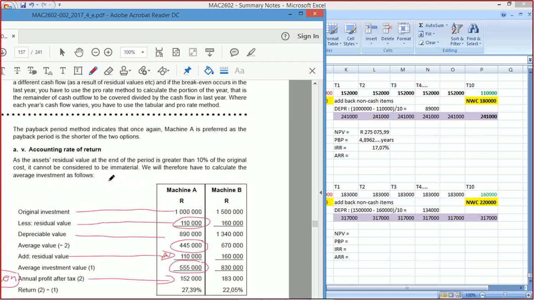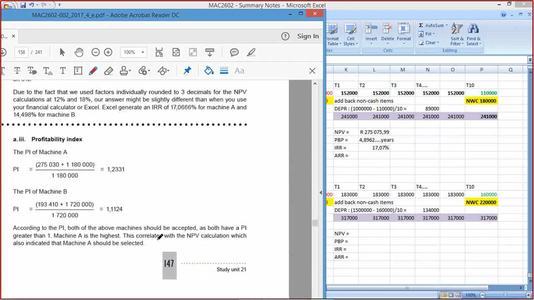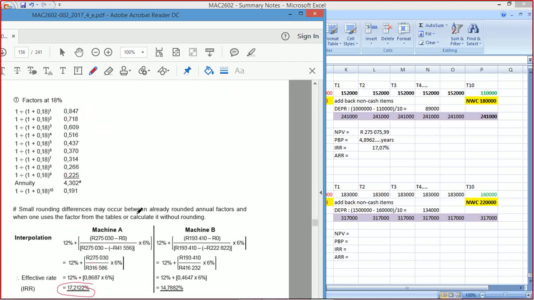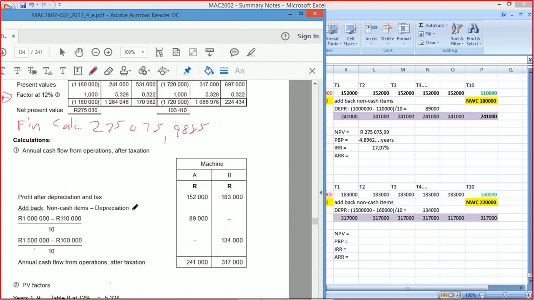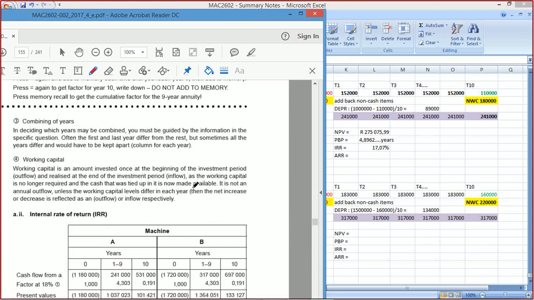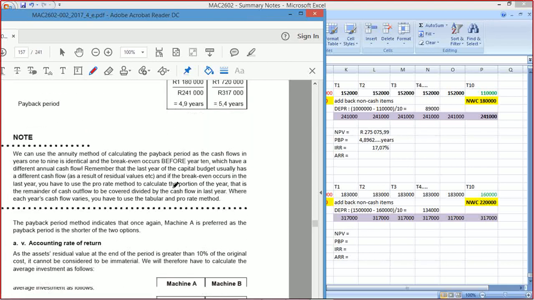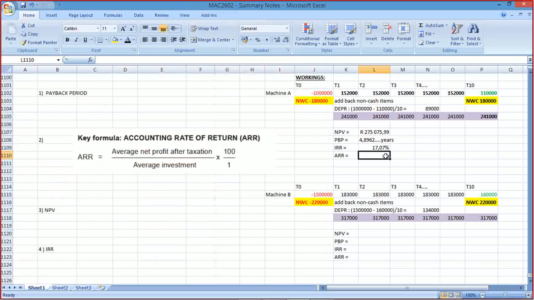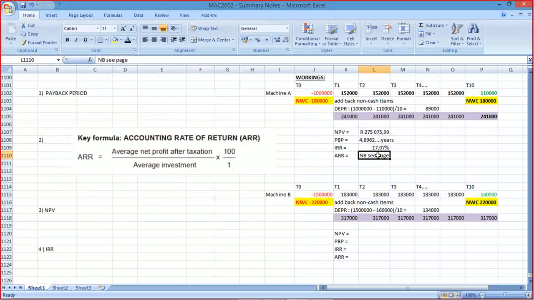Okay, let's go back and see what the other figures were. Our payback period was fine, it was 4.89. IRR was fine. Net present value was... what was net present value? 275, oh, that's fine. So it's just the ARR where you need to follow their format. Just follow what they've given you here. NB, see page... what page is this? 148.